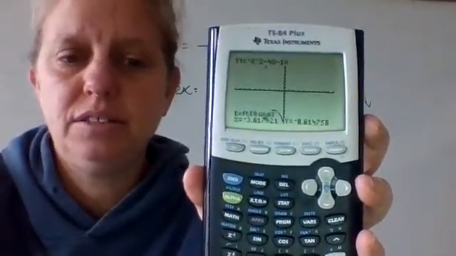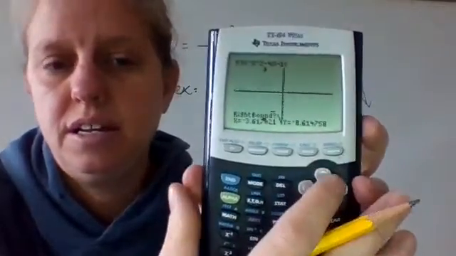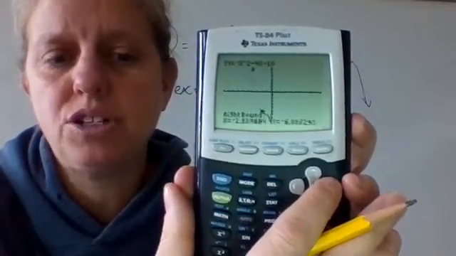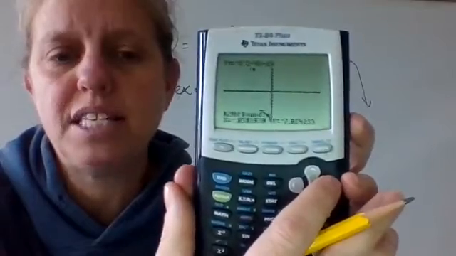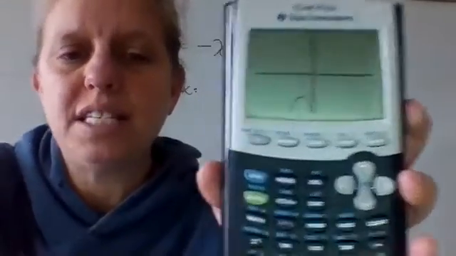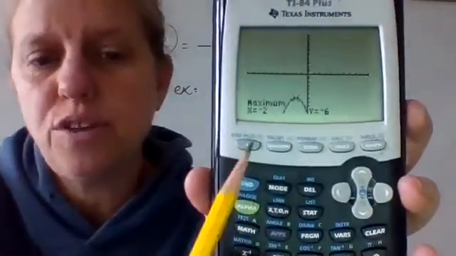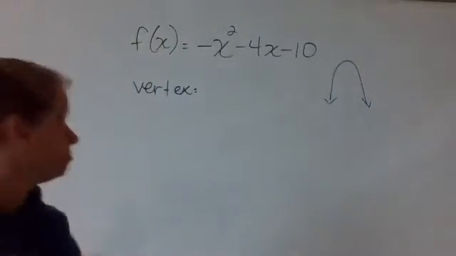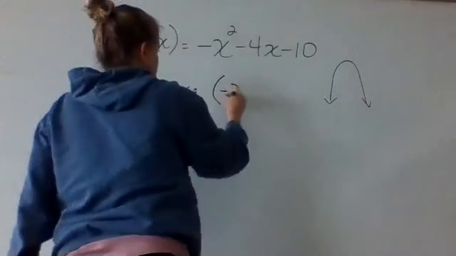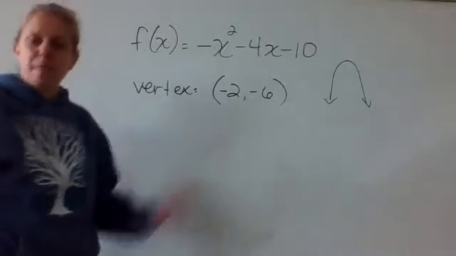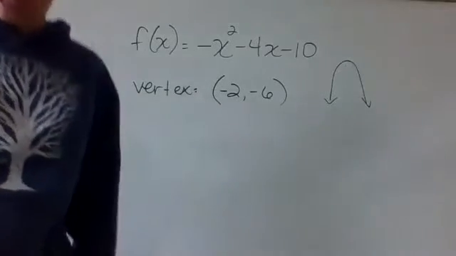So just hit enter. Then hit your right button and move that cursor back over to the right side. It doesn't matter where, anywhere on the right, then hit enter twice. So there's your vertex. It's at -2, -6. That gives us the information that we need to answer the rest of the questions.